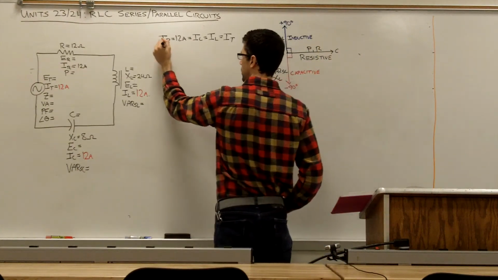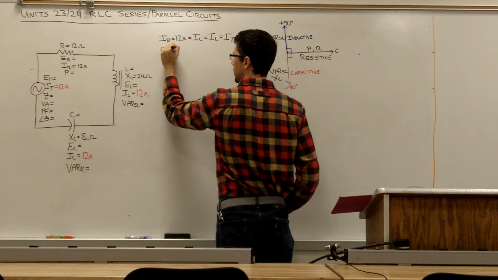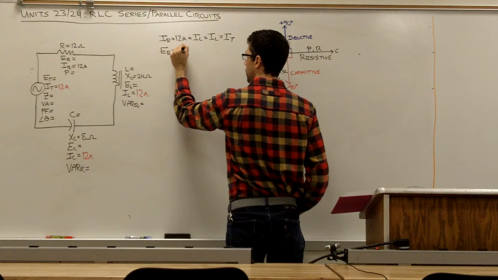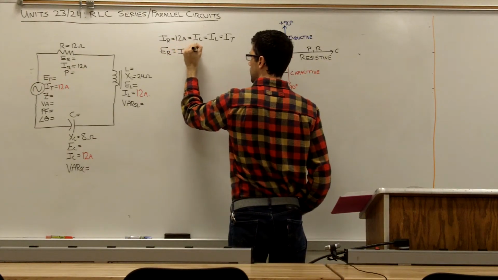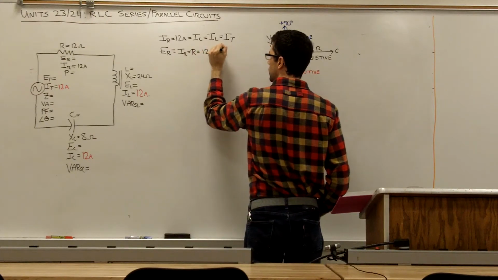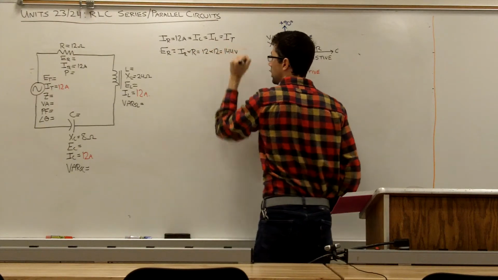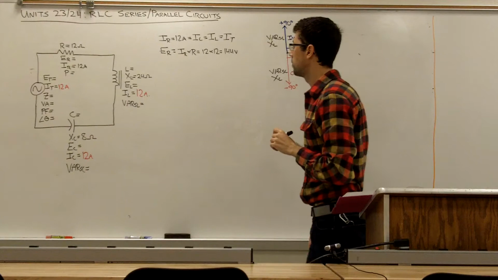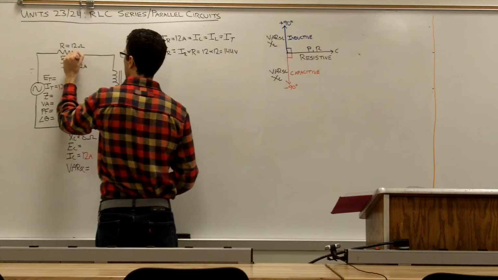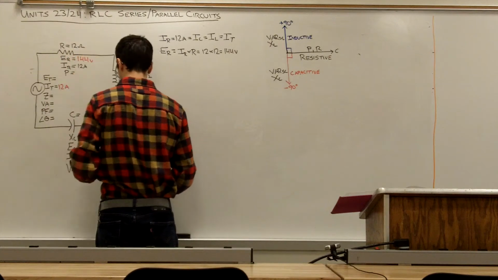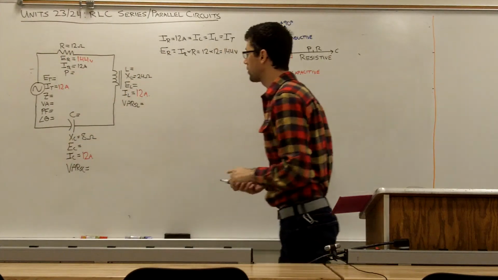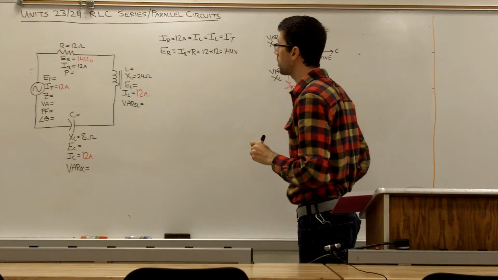Find the voltage drop across the resistor, E sub R. Go to Ohm's law: it will be I sub R times R, 12 amps times 12 ohms, gives me 144 volts. I'm going to save all power values for last. So next, let's deal with the inductor.